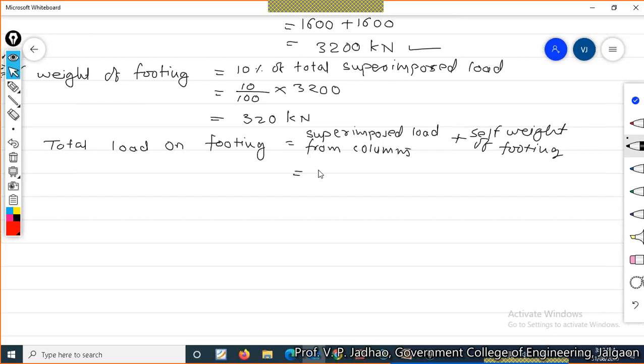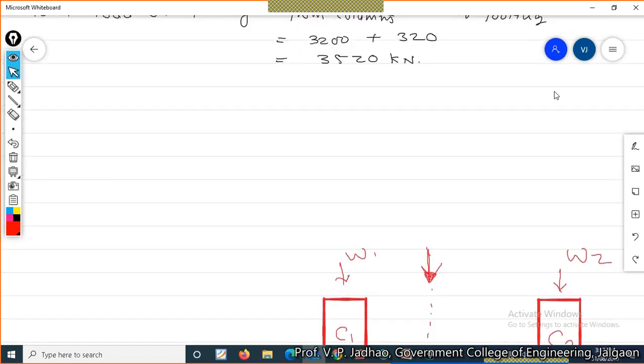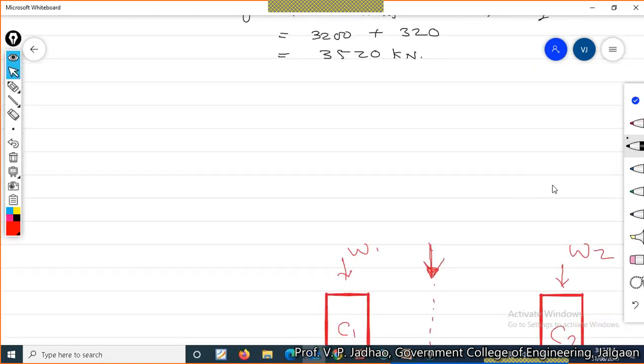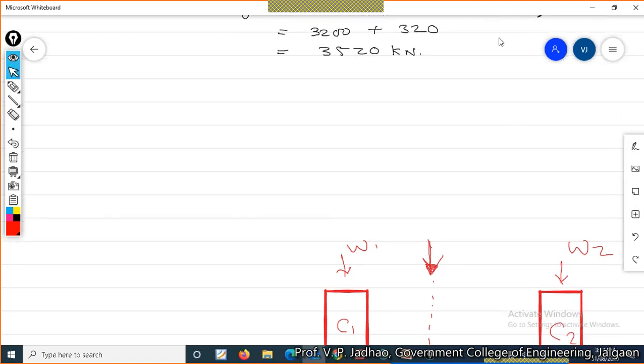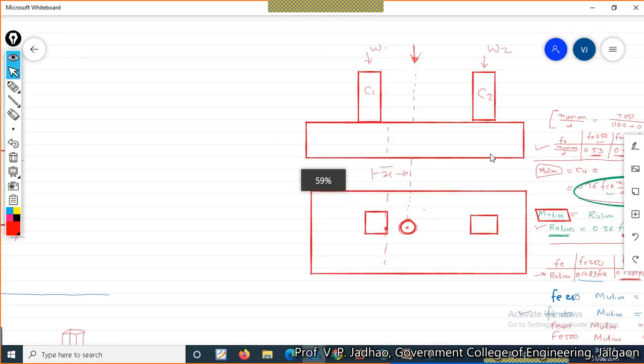We have superimposed load equal to 3200 plus self weight of your footing, 320, which is 3520 kilonewtons. This is the total load on your footing.